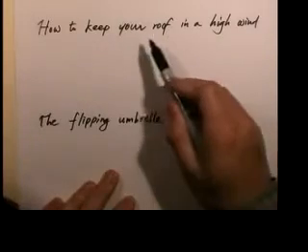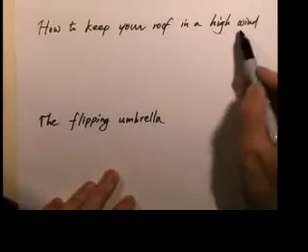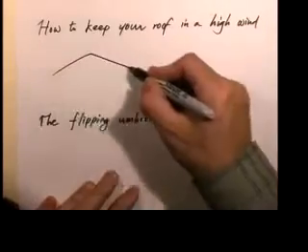To illustrate that, let's take a look at some qualitative examples. Example number 1. How do you keep your roof from disappearing in a high wind? Suppose there is a roof like this. This is your house.